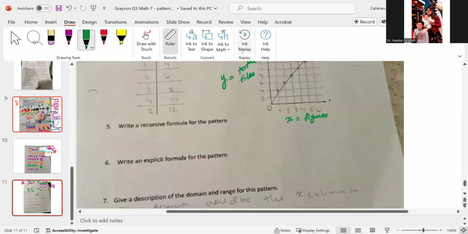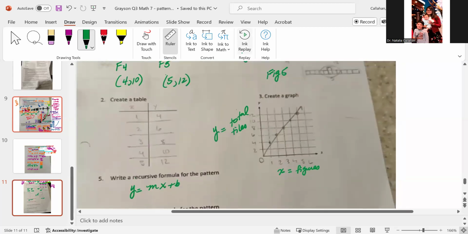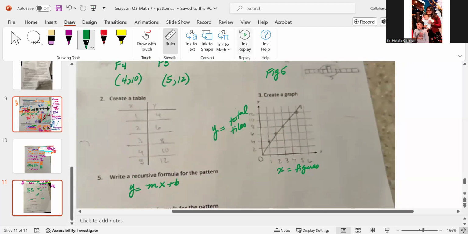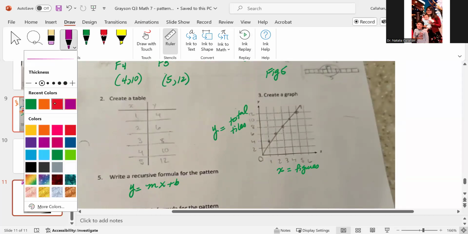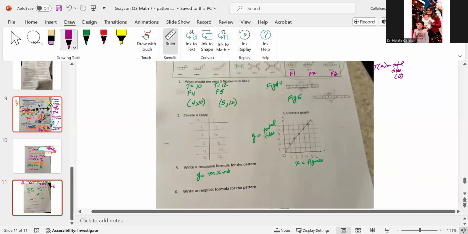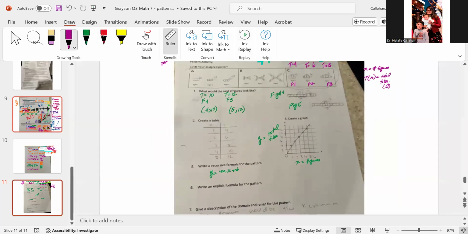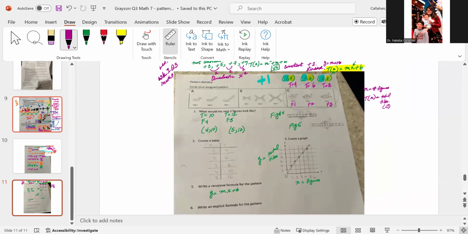Write a recursive formula for the pattern. So your formula is going to be y equals mx plus b, right? Now, we're going to go back to 4 and 5. Do you see 4 and 5? You can use technically any points of your choice, okay? You don't have to use figure 4 and figure 5. You could use the points for figure 1 and figure 2 or figure 3. So which 2 points do you want to use?